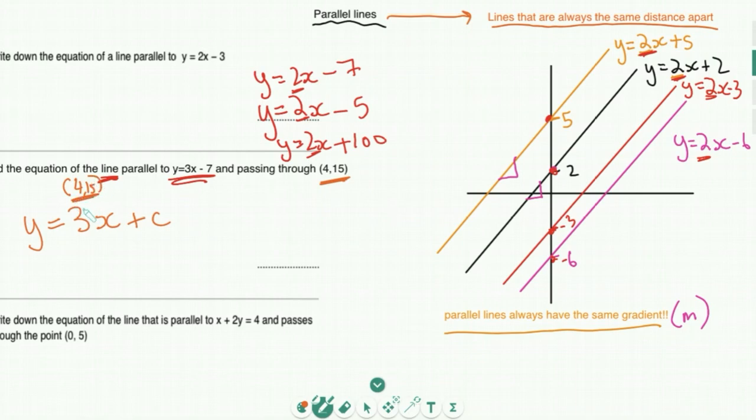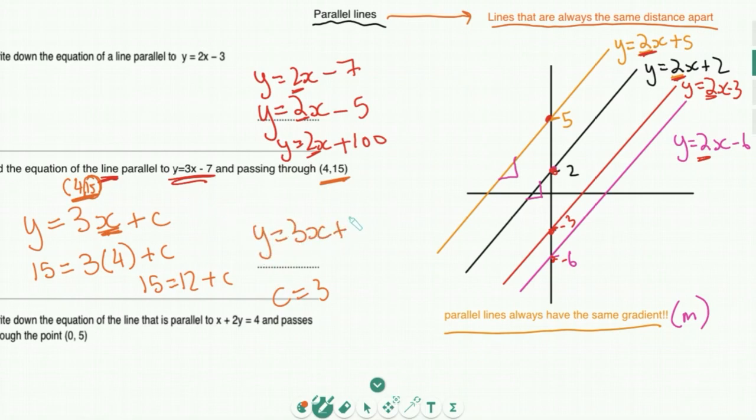And we're going to plug this coordinate into this equation. So I'm going to replace y with the y coordinate, which is 15, equals 3 times x, which is the x coordinate, which is 4. So 3 times 4 plus c. So 15 equals 12 plus c. So 12 plus something is 15. C must be 3. So our final equation is y equals 3x plus 3.